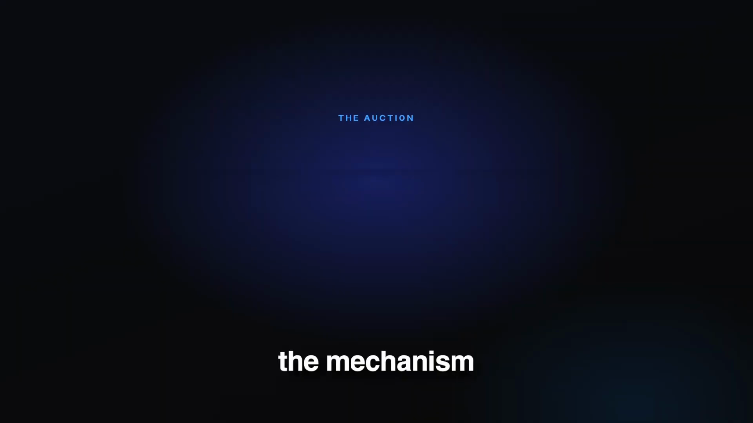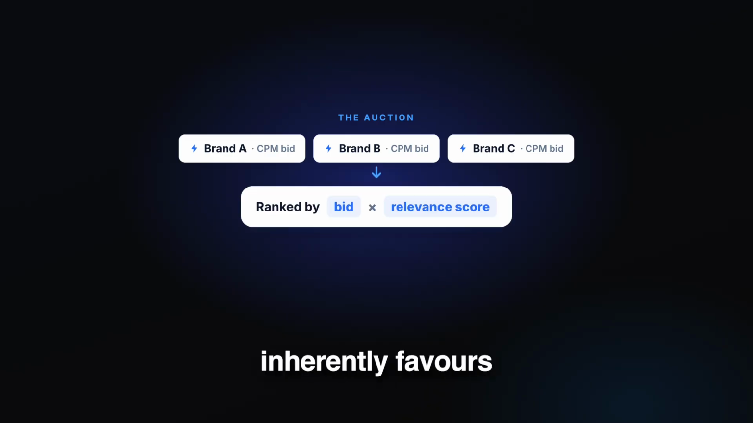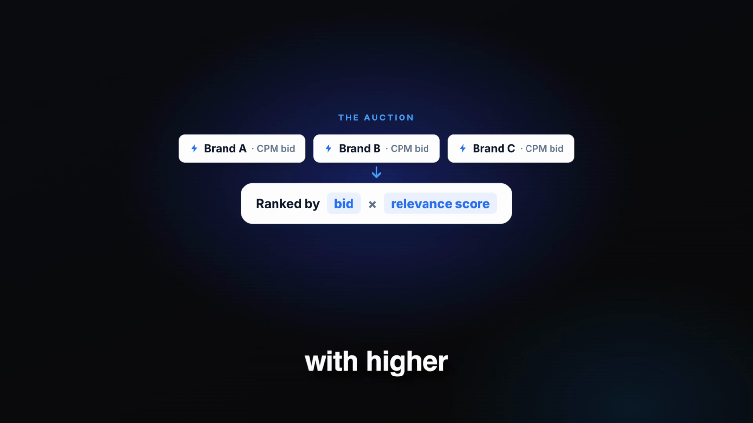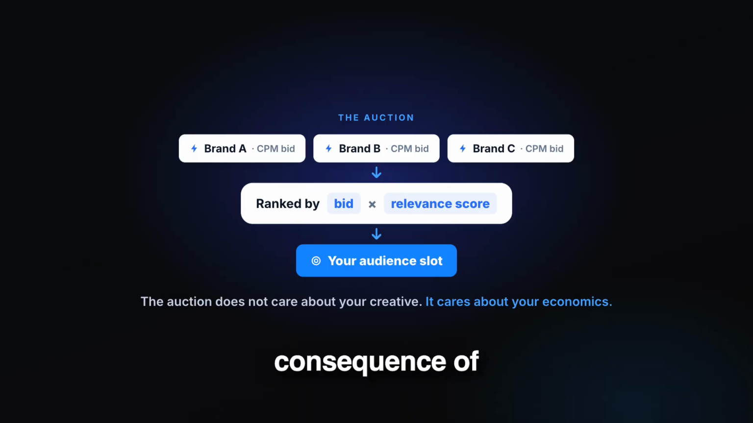important. Here is the mechanism inside the ad auction that most advertisers have never had explained to them. The platform's algorithm inherently favors brands with higher conversion rates and superior post-click experiences. They are more valuable to the ecosystem. But here is the economic consequence of that favoritism.